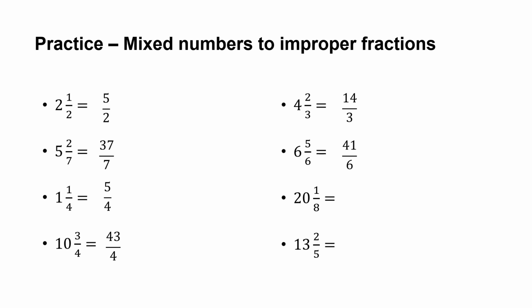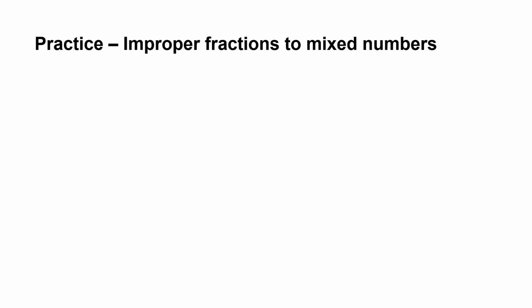We have 20 and 1/8. So 20 is equal to 160 over 8 plus 1 over 8 is 161 over 8. And lastly, we have 13 and 2/5. So that's going to be 65 over 5, which is equal to 13, plus 2 over 5 is 67 over 5. So now we're going to look at going from improper fractions to mixed numbers. So like before, pause the video, have a go at the questions, and unpause the video when you're ready to go through the answers.